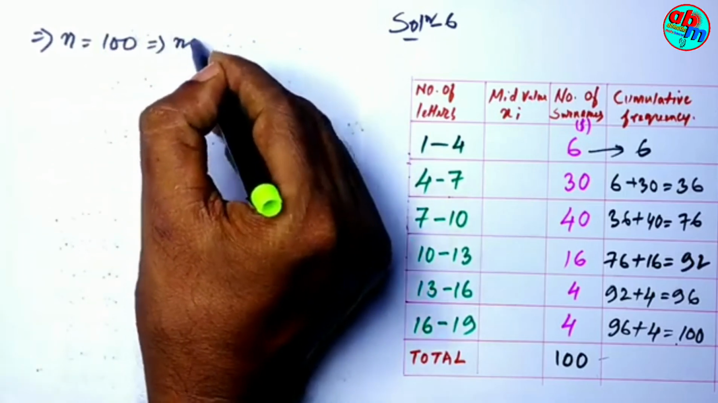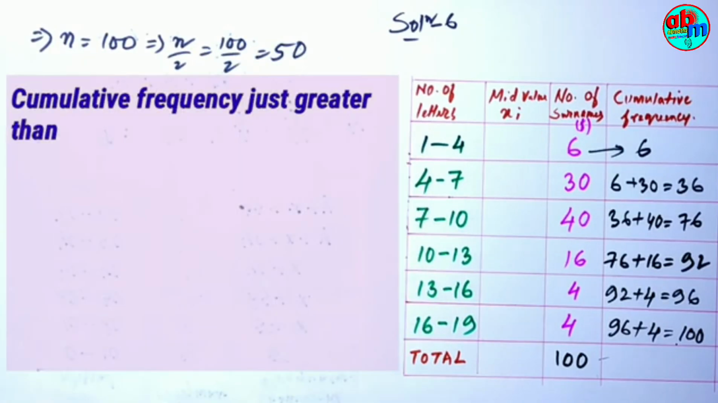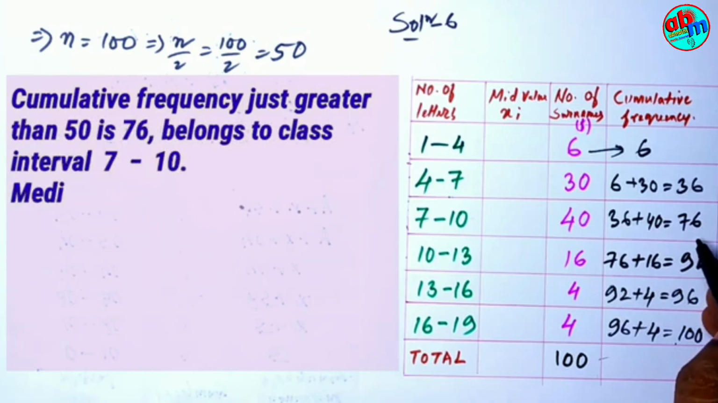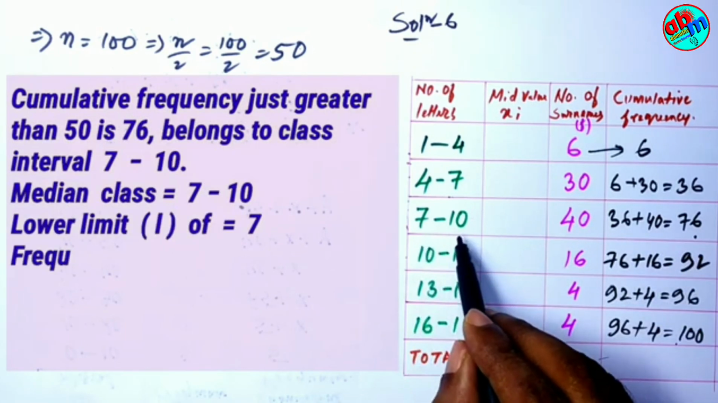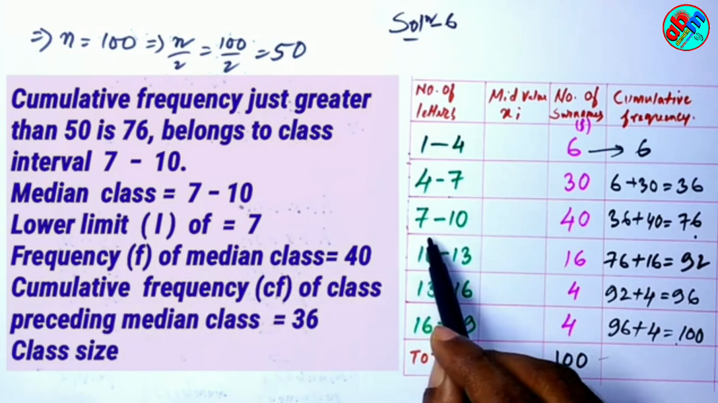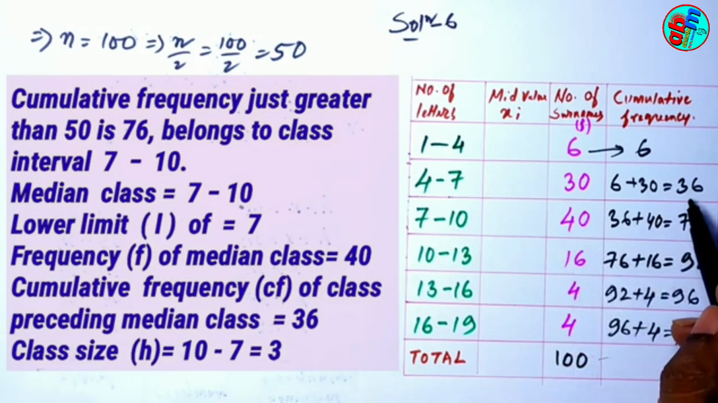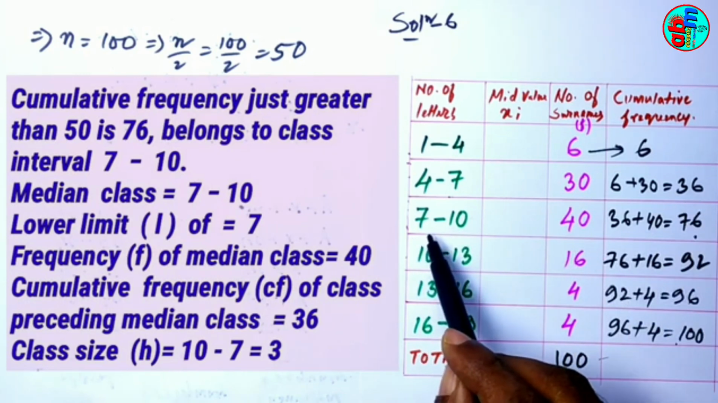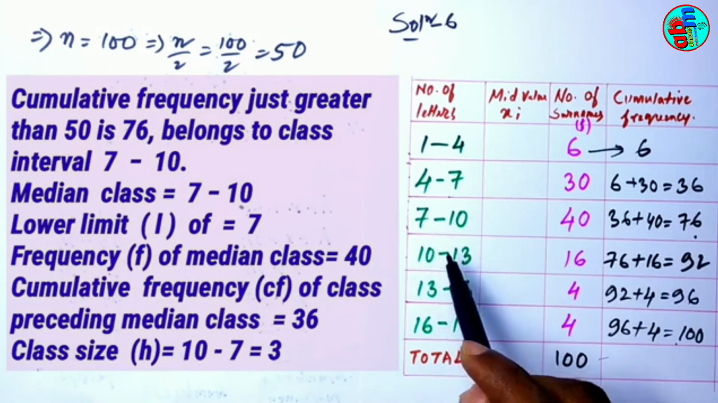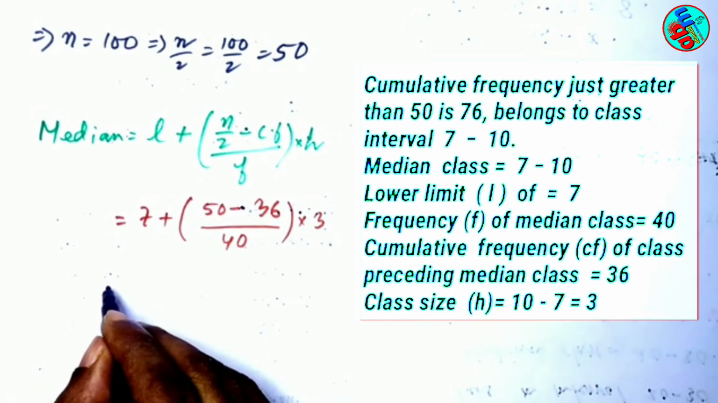Calculate n by 2, which is 50. The cumulative frequency just greater than 50 is our 76, belonging to interval 7 to 10. So therefore median class is our 7 to 10, lower limit is our 7, frequency is our 40, cumulative frequency preceding the median class is our 36, height is 10 minus 7, which is 3. So let us put this value in the formula and calculate it. We have substituted the value and let us calculate now.